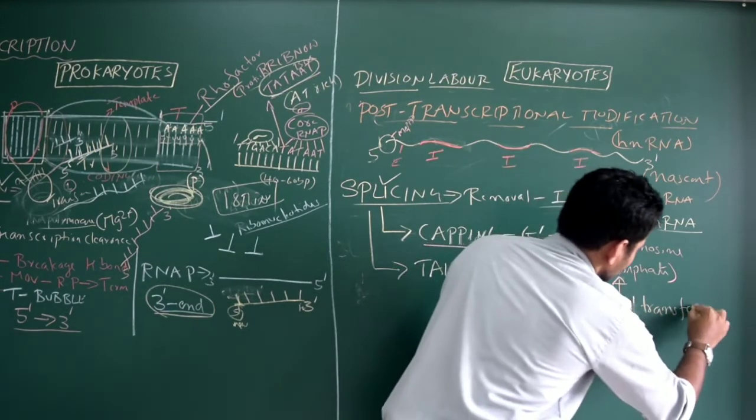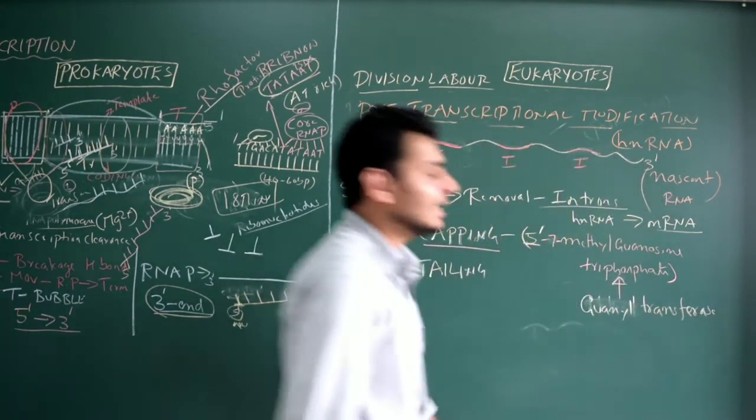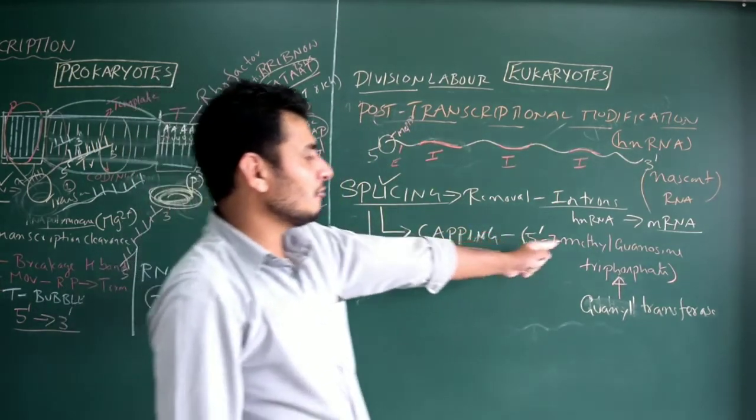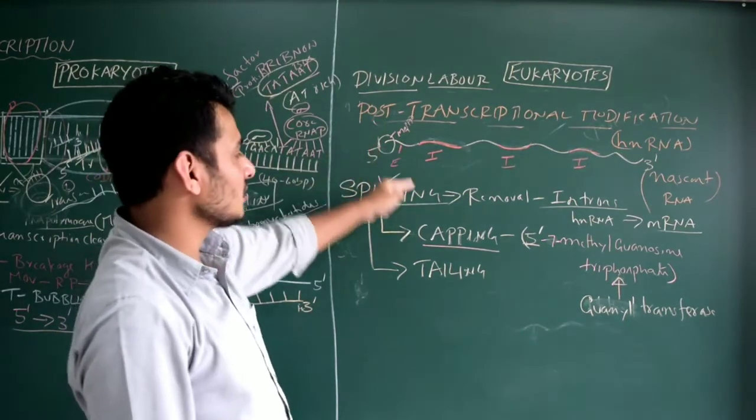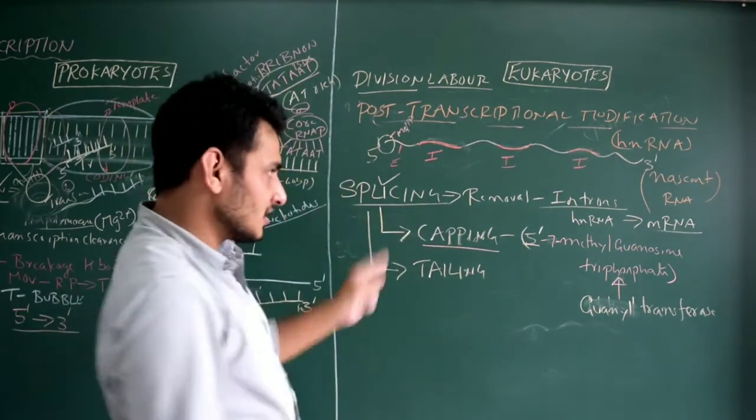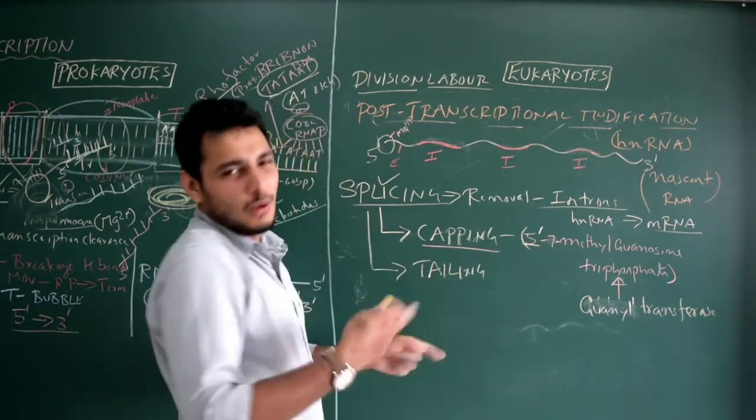Guanyl transferase enzyme. Please note this point. Guanyl transferase enzyme adds 7-methyl guanosine triphosphate to the 5 prime end of the hnRNA, and the process is called capping. So this is done. Next, I will tell you why all these things.